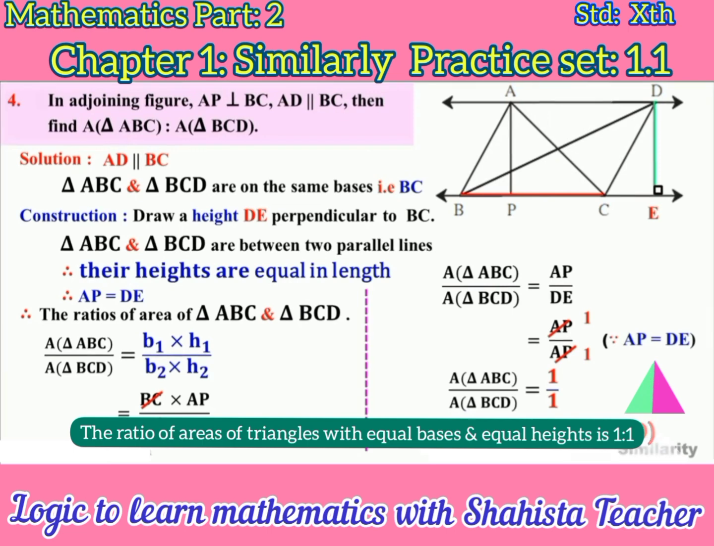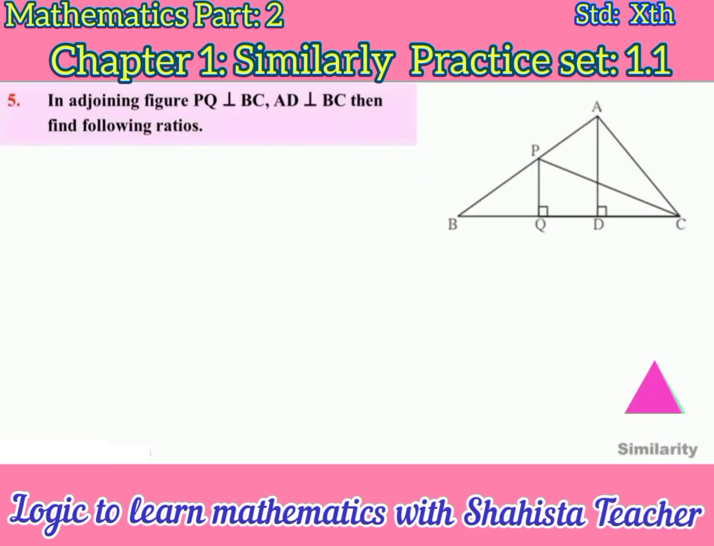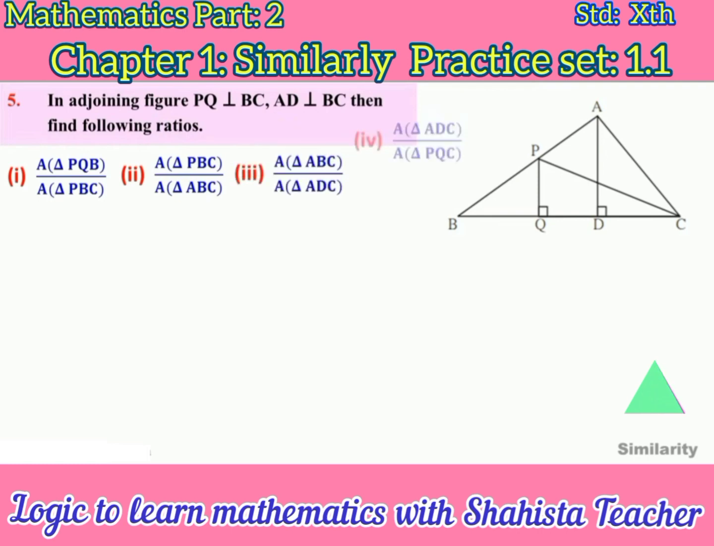Now, let's solve question number 5. This is the last question in this practice set 1.1. In the adjoining figure, PQ is perpendicular to BC and AD is perpendicular to BC. Then find the following ratios. First, we have to find these 4 ratios: area of triangle PQB upon area of triangle PBC; second, area of triangle PBC upon area of triangle ABC; third, area of triangle ABC upon area of triangle ADC; fourth, area of triangle ADC upon area of triangle PQC.